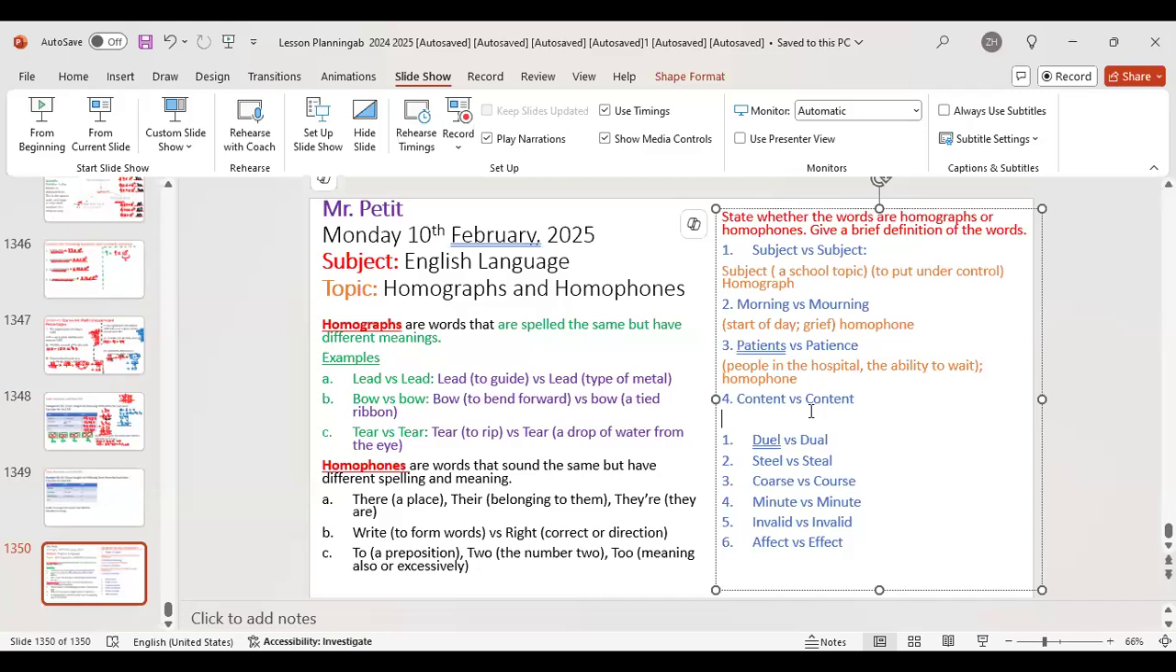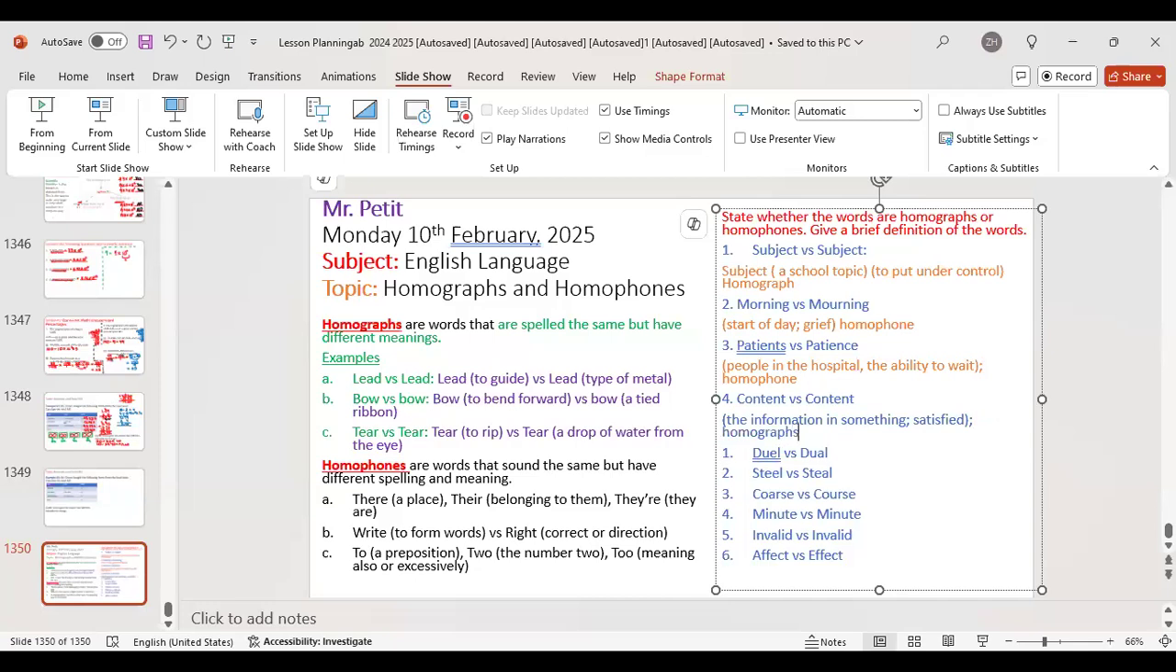Content, to be satisfied, is a form of satisfaction. Can you say, I'm content with my work? Yes, I'm content with. Content as in items, the information in something that could be media. Or satisfaction. Satisfied. I'm satisfied. This is a homo what? Homograph. Yeah.